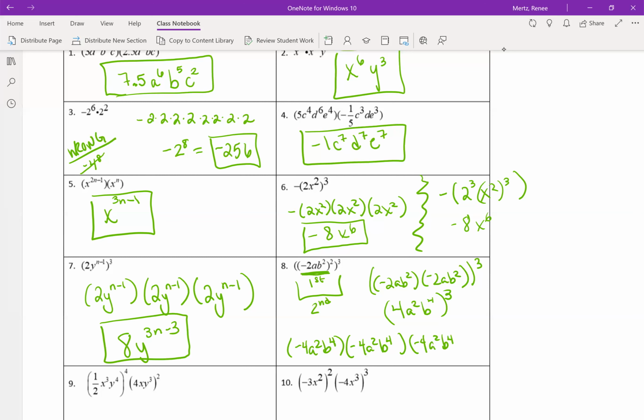So the first thing I did was multiply the negative 2ab squared times itself on the inside. So I got 4a squared b to the fourth, all raised to the third power. Then I was going to multiply that times itself 3 times. So 4 times 4 times 4, I don't know why I wrote negatives. Positive 4 times positive 4 times positive 4, excuse me, is 64. A to the 6th, B to the 12th. So that should be your final answer.